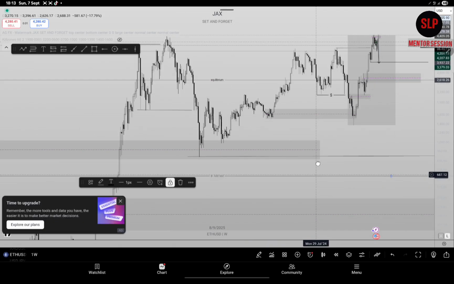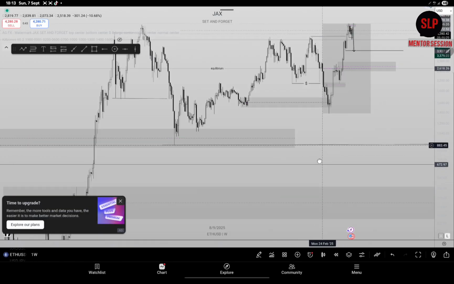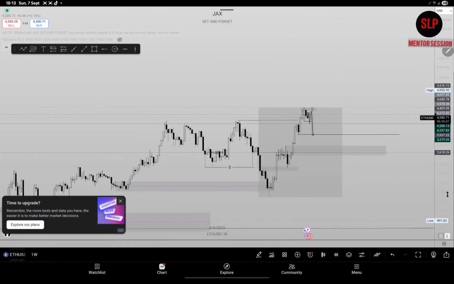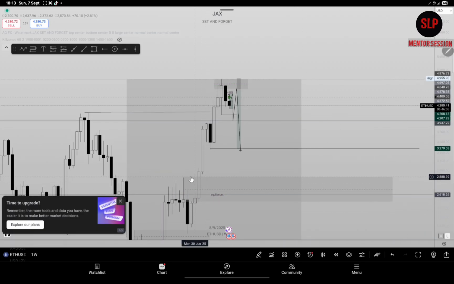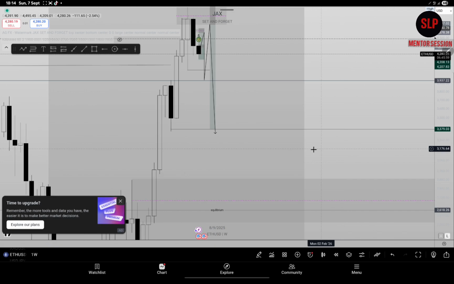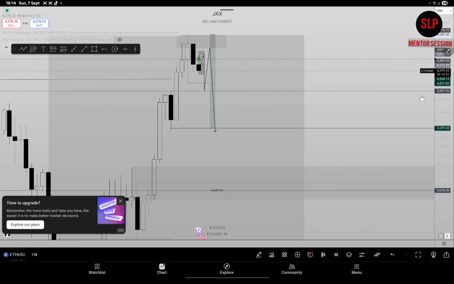This point of interest right here is an extreme PD array. Price might decide not to reach that extreme PD array and use this breaker block. This is the closest point of interest, which is on my daily time frame. This is where I'm going to be taking until this one fails. If this one doesn't fail, I'm looking at that one. So this is the breaker block. This is liquidity. We're expecting price to come down, take out, and tap into it.